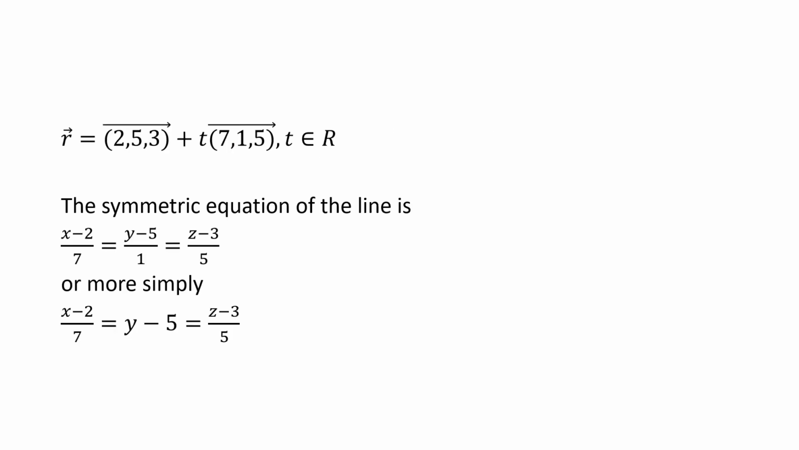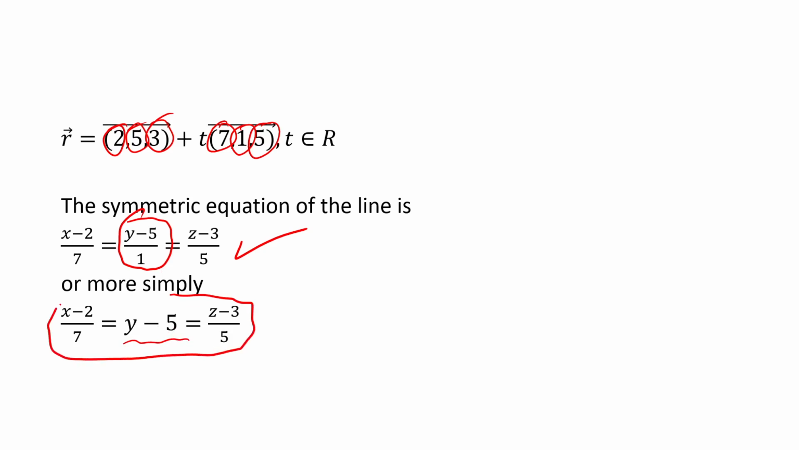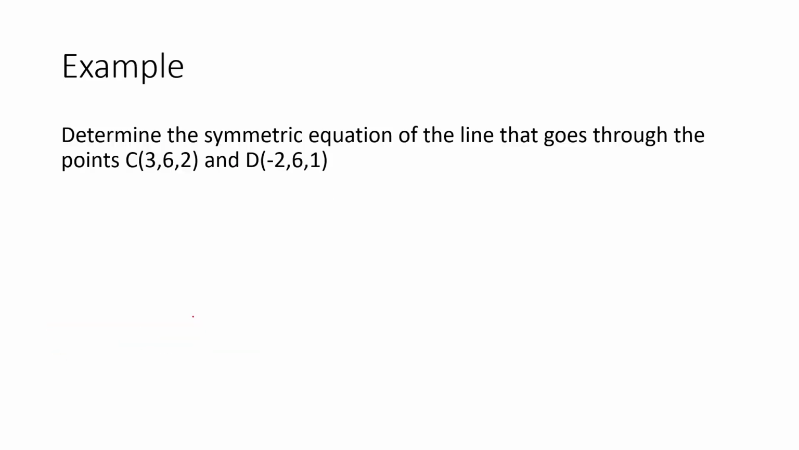Well, now that we have that, the symmetric equation of a line is simply x minus 2 over 7 equal to y minus 5 over 1 equal to z minus 3 over 5. And we write it out. And there's our symmetric equation. Now, as you know, we don't normally write fractions with the denominator of 1. Instead of y minus 5 quantity over 1, we'll often just write y minus 5. So a lot of times you'll see the symmetric equation of the line written that way.